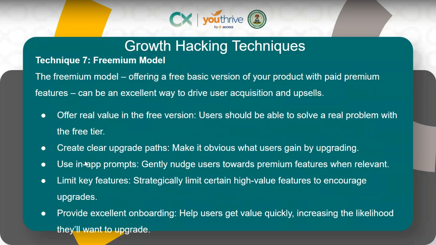There's the other one, which is the freemium model. The freemium model offers a free basic version of your product. We already talked about that when we were looking at our pricing strategy, right? This is a good way to drive user acquisition and upsell. So what you do is offer value in the free version. Ensure it's value that people need. You should be able to solve a real problem with the free version, like people can use it to solve a real problem. Then create a clear upgrade path. Make it obvious what users gain by upgrading.